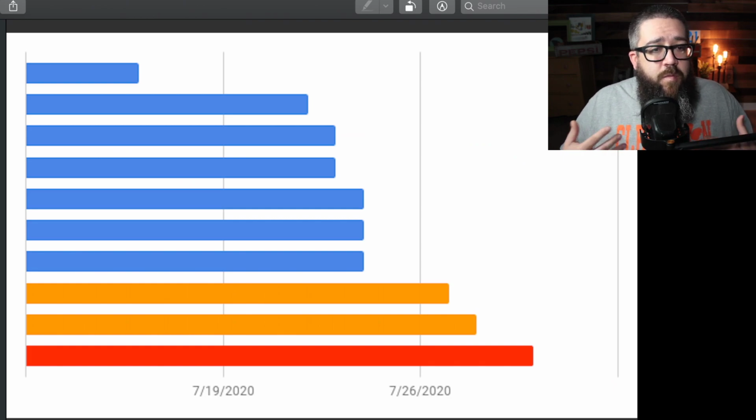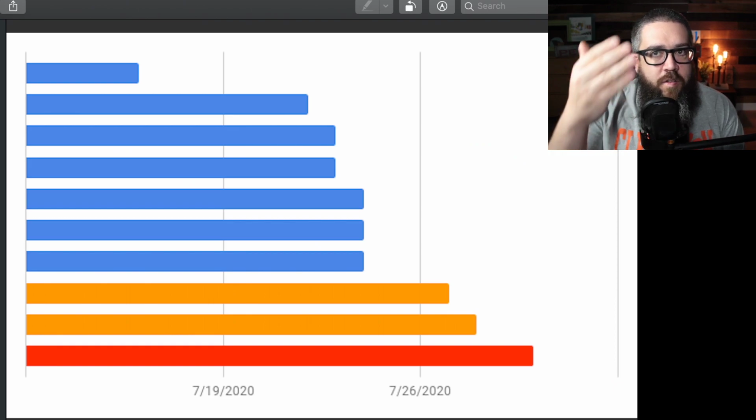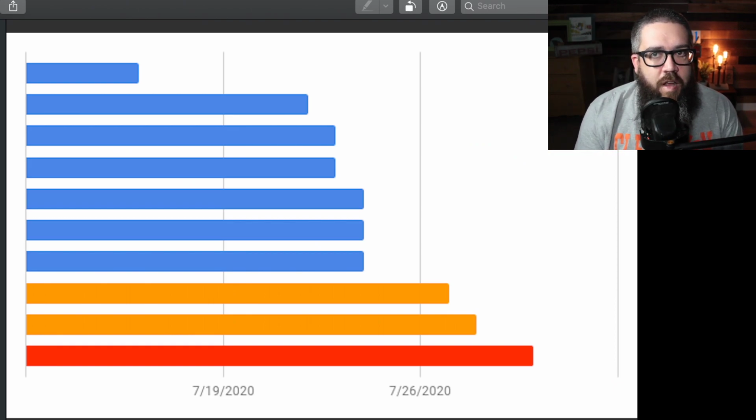So each one of these bars here represents a story. Like I said, this is a Scrum team, so these are stories. Each one of these bars represents a story that the team started, and you can see when the team started it. So they started a bunch of stories over here to the left. The first day of the sprint. Yeah, y'all are catching on, right?